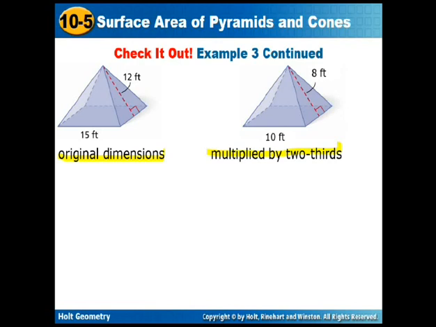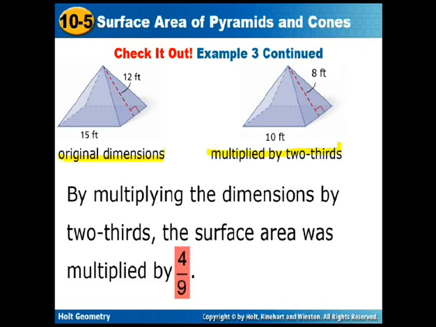The effect here for the surface area is that by multiplying the dimensions by 2/3, the surface area will be multiplied by 4/9, which is the square of 2/3. 2/3 squared will give us the 4/9.